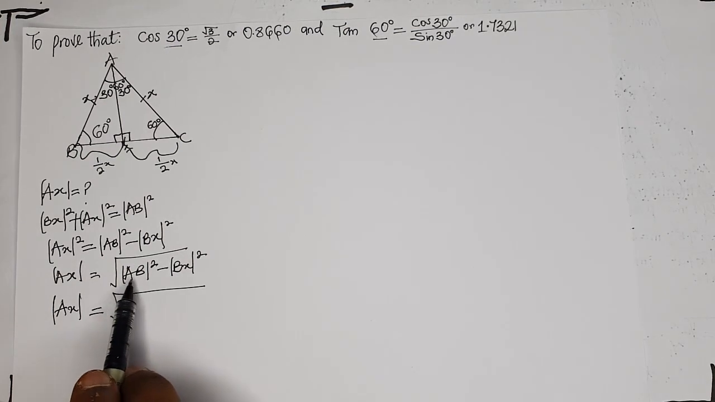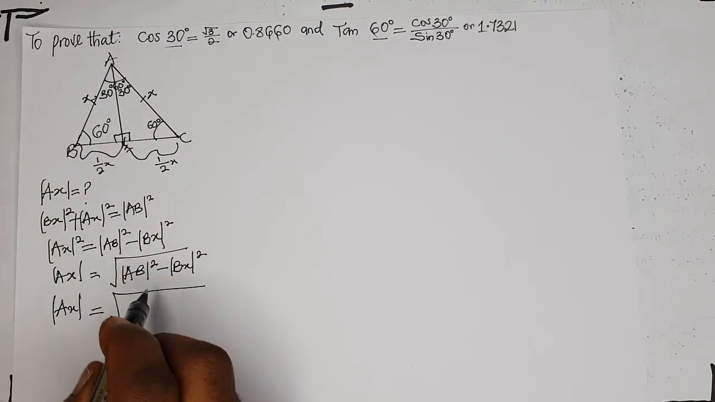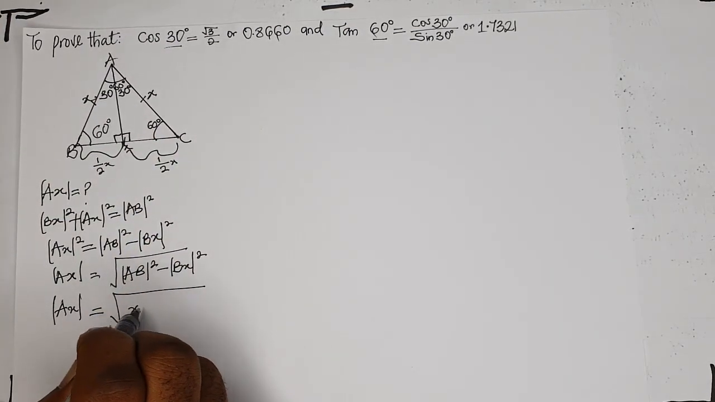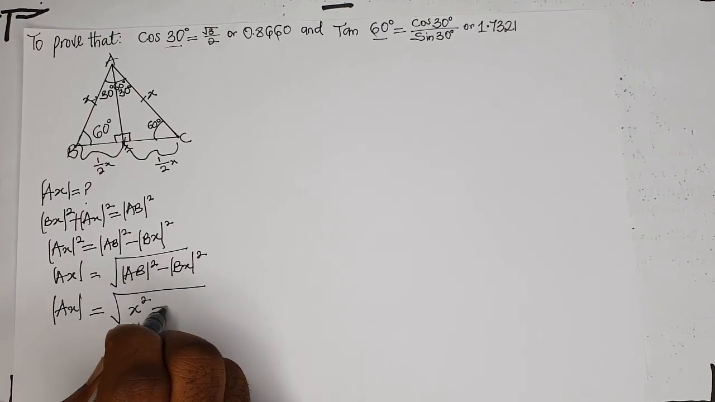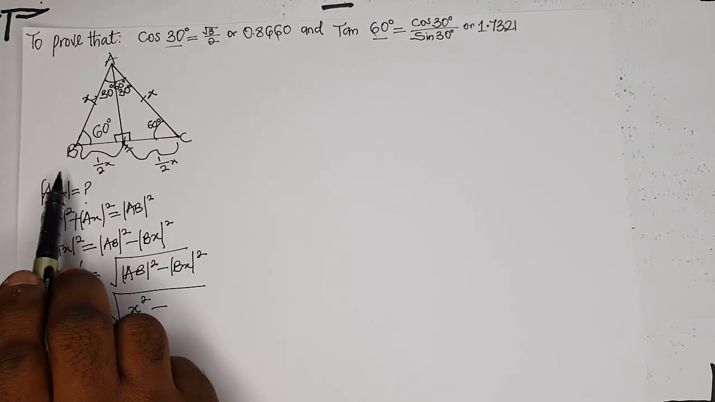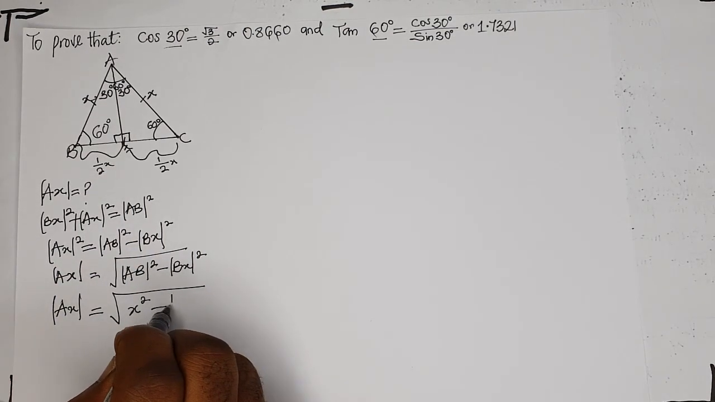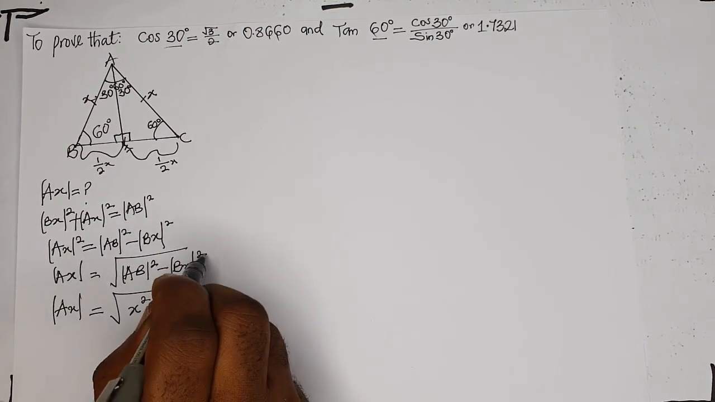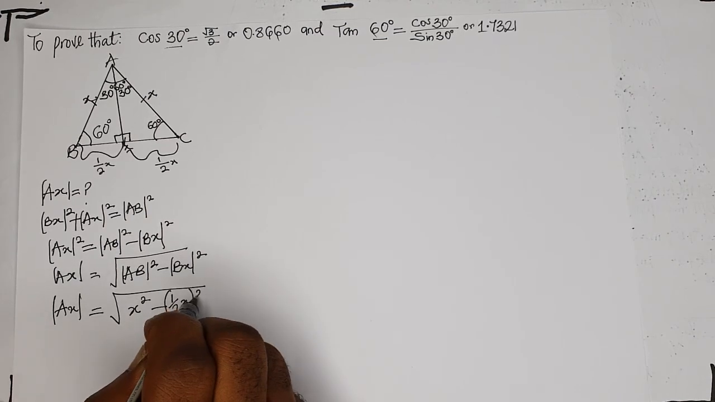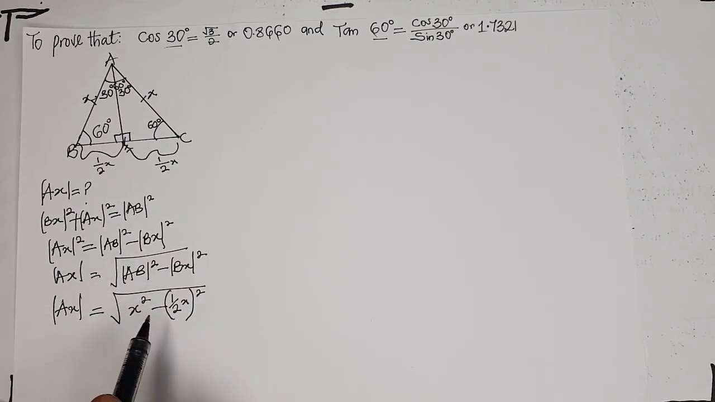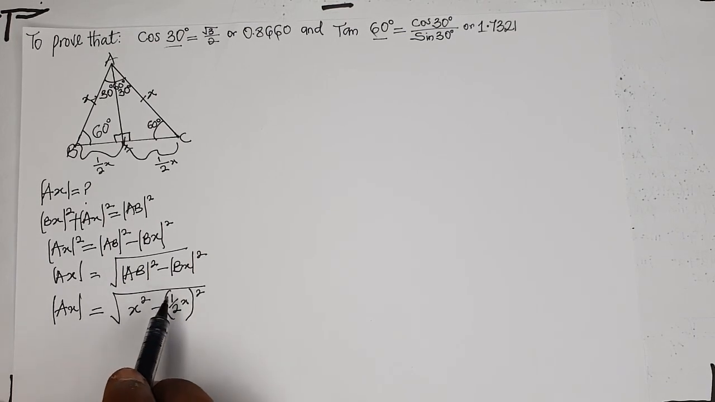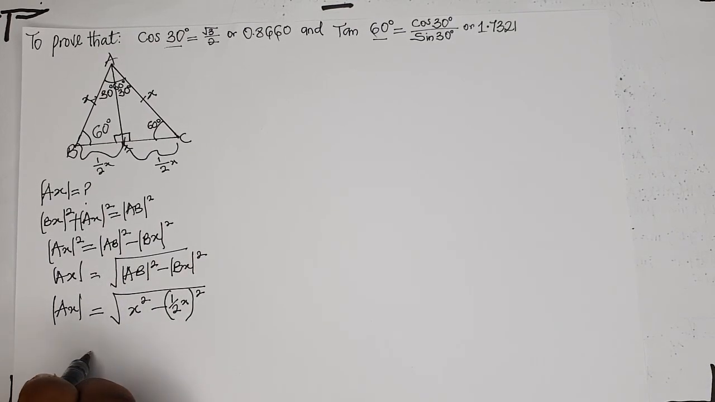The dimension of AB is x. So AB squared will be the same thing as x squared. Minus, what is the dimension of BX? BX measures half of x. That is half of x. But remember the squared. So half of x squared everything. We are going to simplify this inside the square root first before taking its square root finally.